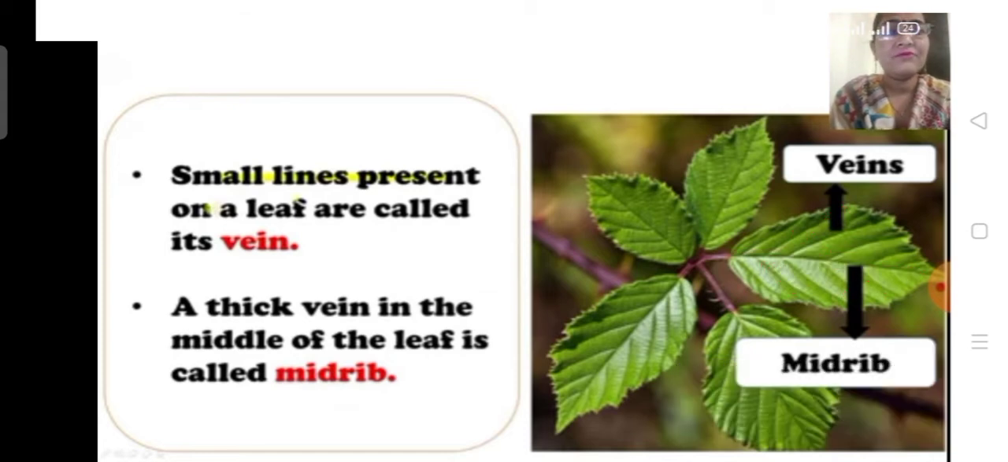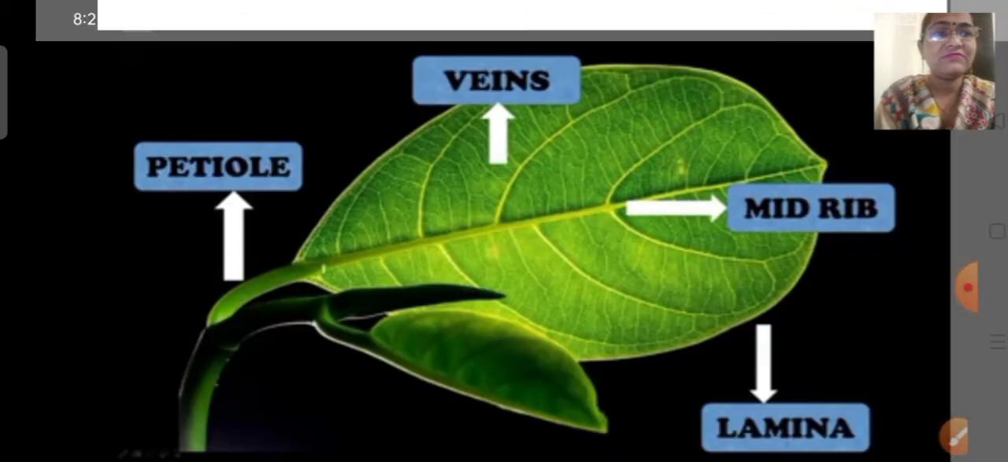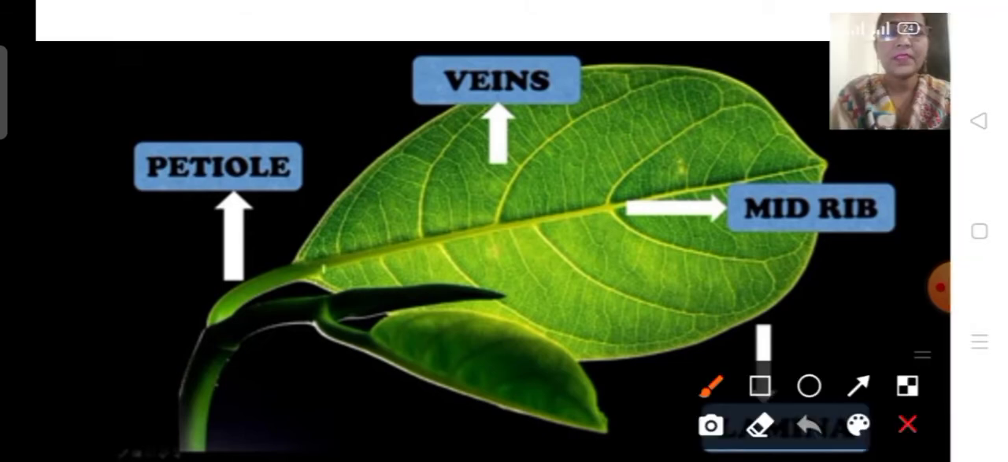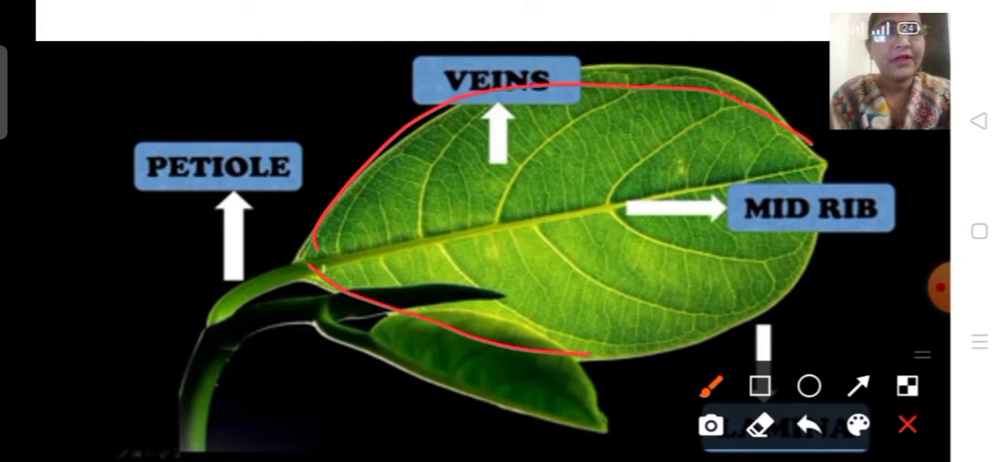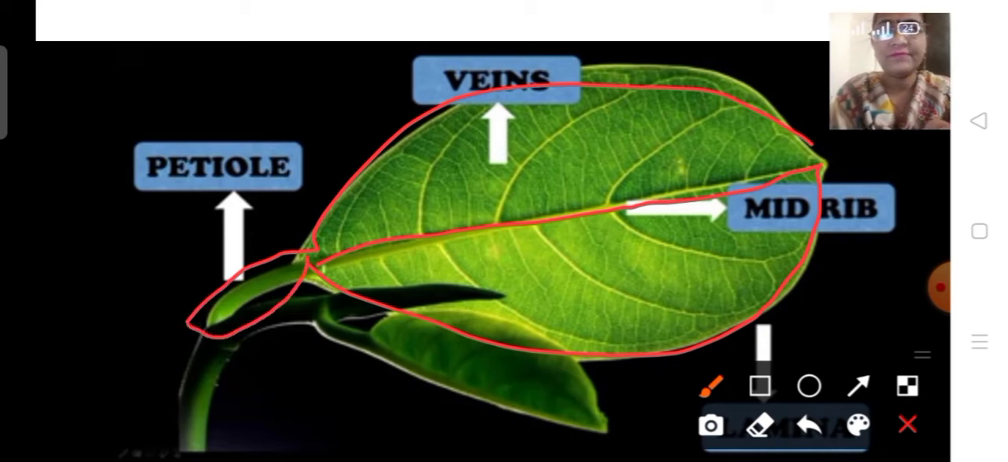Now here children, just now we have seen the different parts of the leaf. Let's revise once again, children. See children, this is the broad green part of the leaf. This we call the leaf lamina. Now this is the middle, this is the midrib, and here the part with which the leaf is attached to the stem, we call this the petiole. Then these are the veins which are further divided into smaller veins.